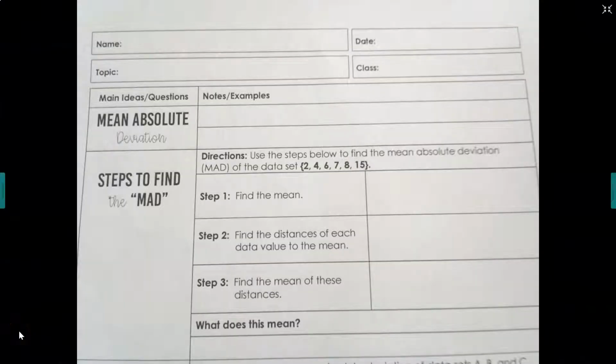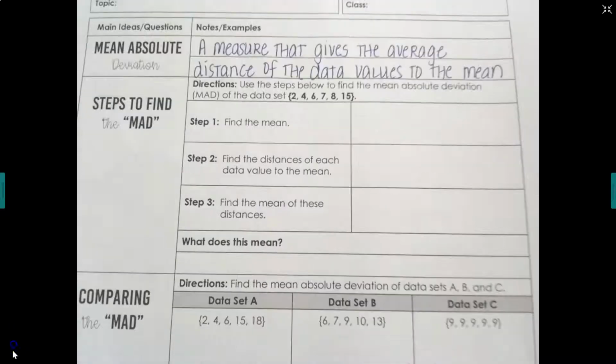Welcome to this video on mean absolute deviation. By the end of this video, you should be able to determine the average distance each data value has to the mean by using mean absolute deviation. Mean absolute deviation is a measure that gives the average distance of the data values to the mean. So we're just saying, on average, how far away are the data values from the mean.